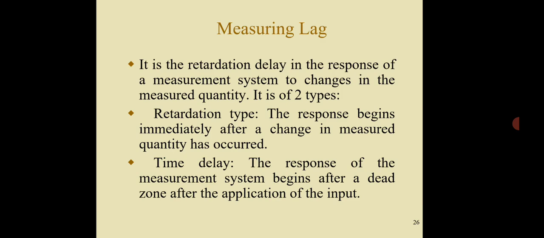What is the retardation delay type? Retardation type delay is where the response begins immediately after a change in the measured quantity has occurred. The output response will change immediately as soon as the measured quantity has changed. The time you take for the instrument to respond to the change in the input quantity is known as retardation error.